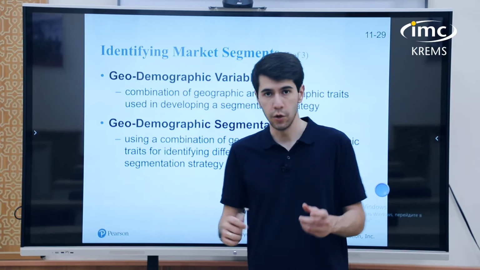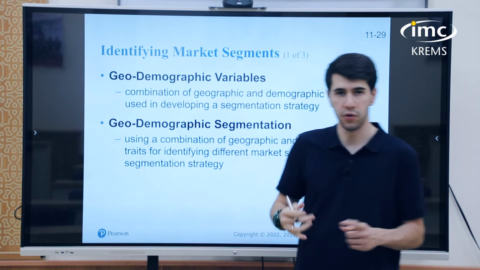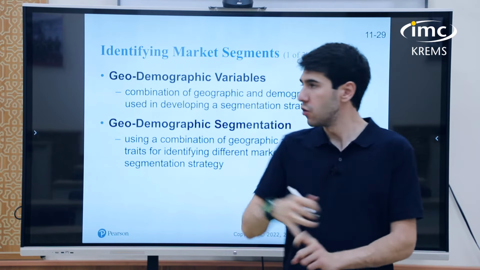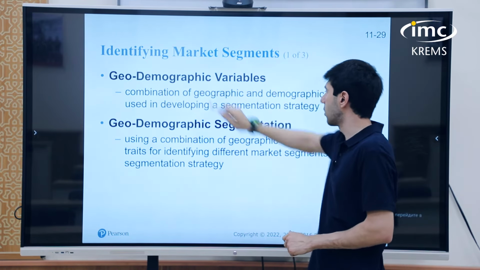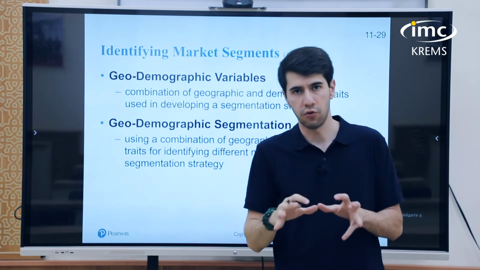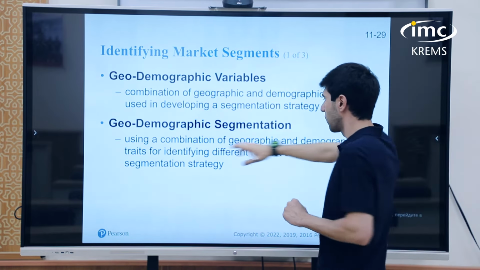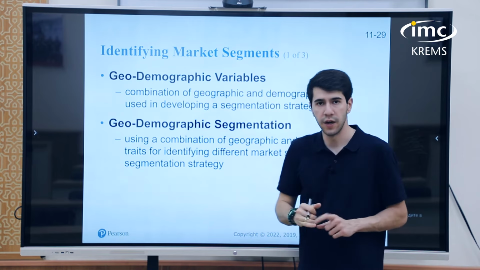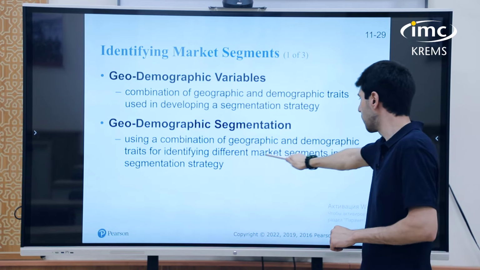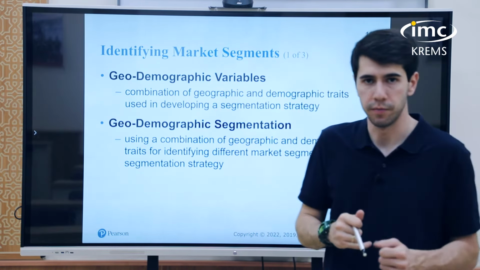So let's continue with the Geo-Demographic Variables. Geo-Demographic Variables is the combination of geographic and demographic variables. So we use those units, the combination, to develop our marketing strategy successfully. So we're using this combination, those traits, to identify the difference between the market segments and what we can provide in this occasion.